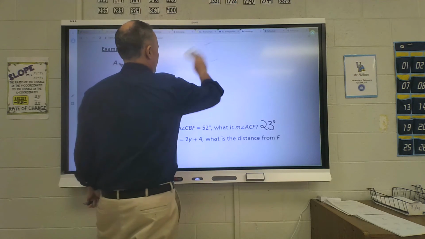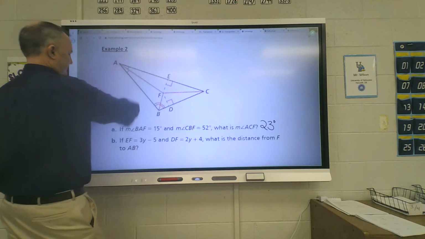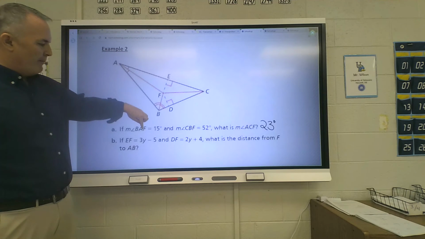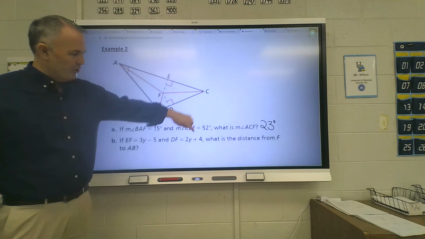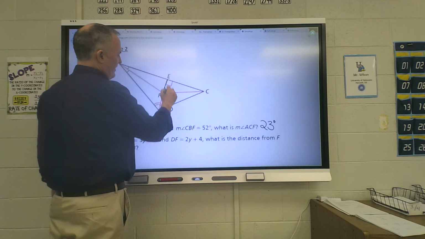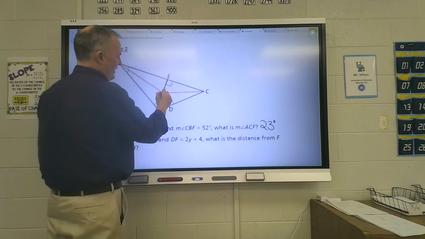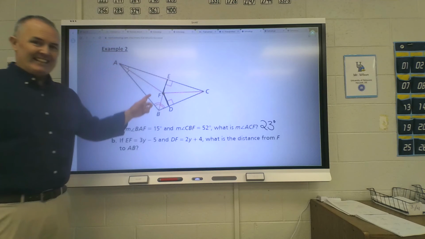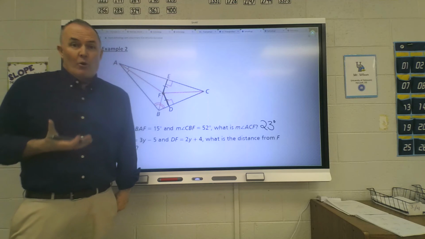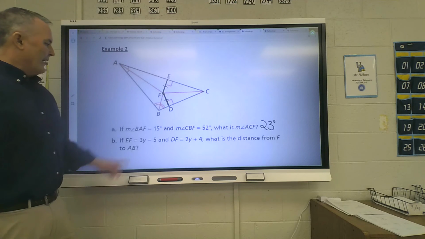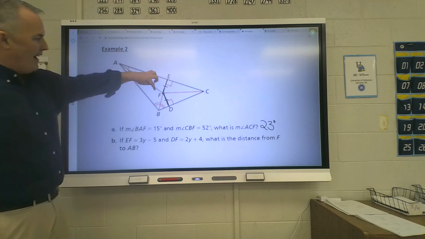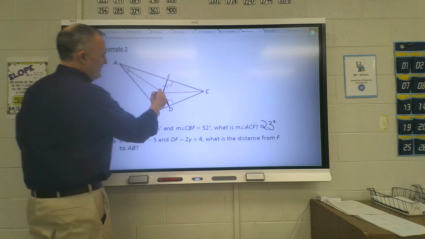All right. Next problem. It says EF is 3y minus 5, and DF is 2y plus 4. So it's talking about this segment right here, and this segment right here. Now remember, that's an incenter. So these two distances are equidistant, or they're congruent. So I can set both of these equal to each other. It says, what is the distance, though, from F out to AB?